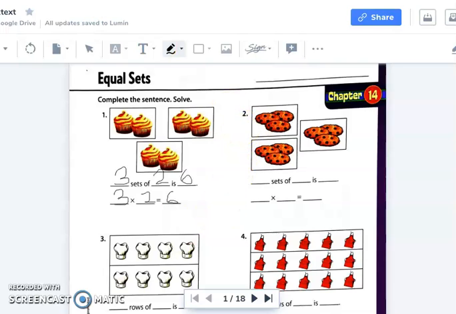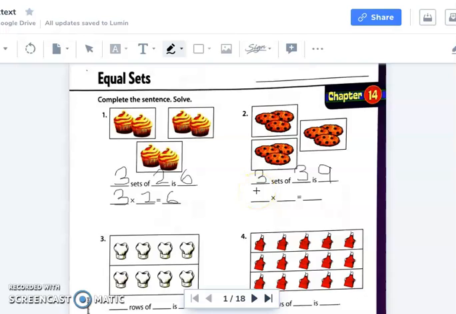Number 2 also has 3 sets. It has 1, 2, 3 sets. So again, we can write down number 3 for sets. So we have 3 sets of how many cookies are in each set? Very good. 3 cookies. So we have 3 sets of 3 cookies. In total, that would be 9. Excellent. All right, now we can change this into a multiplication equation.